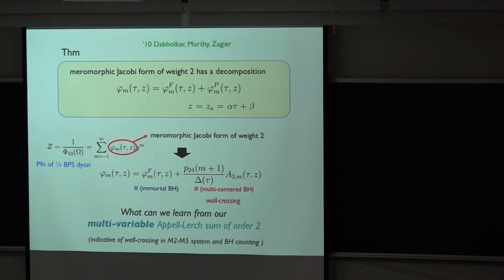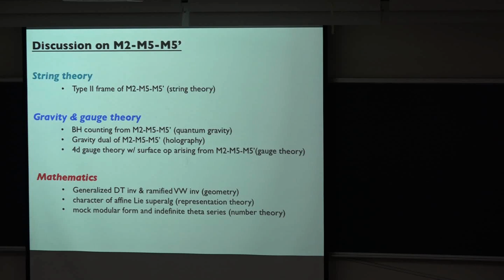So in our case, we are expecting that this particular Appell-Lerch sum of order 2 is a kind of generalization, in that we have some multivariable case. So we are now interested in some analysis of the M2 brane system, in string theory, gauge theory, and mathematics. Thank you very much.